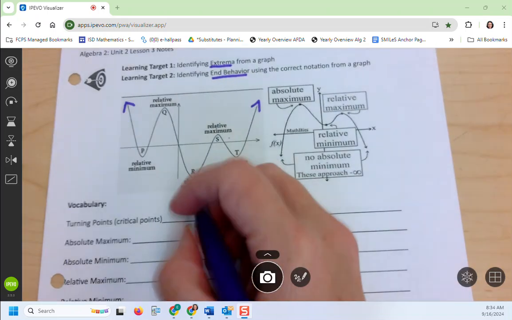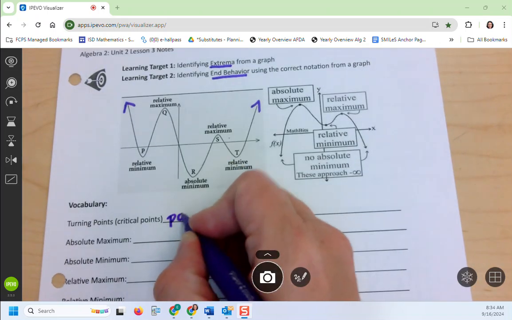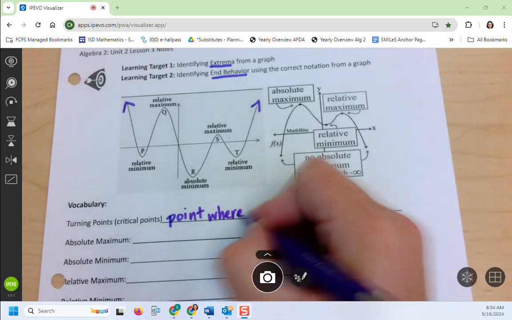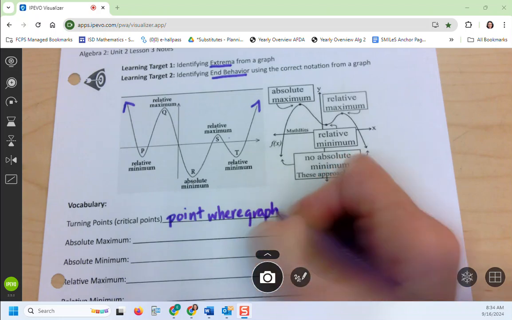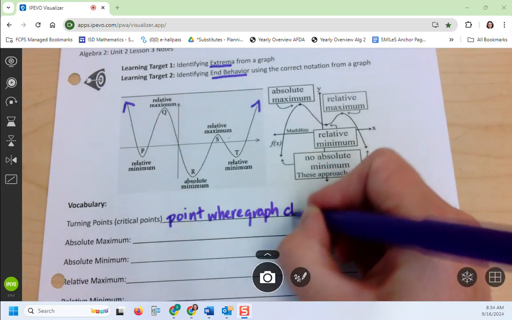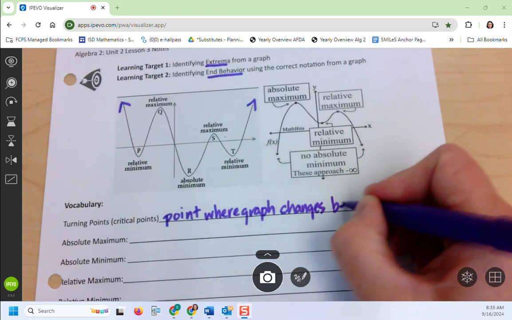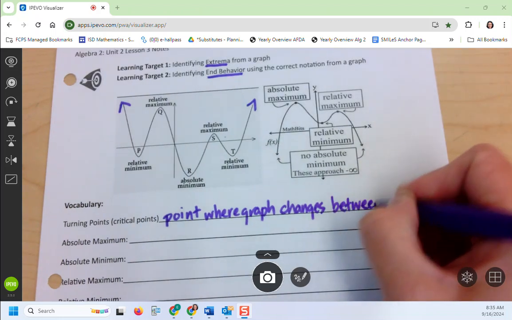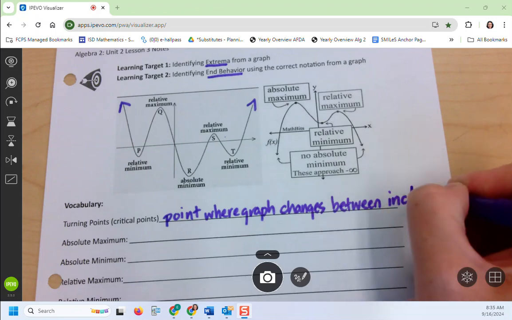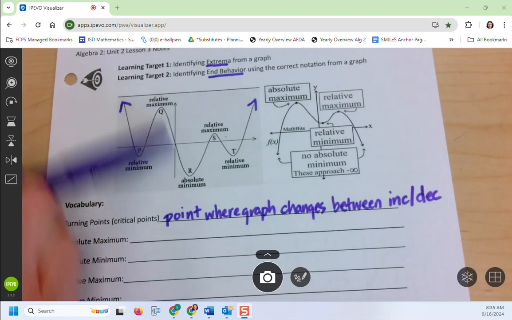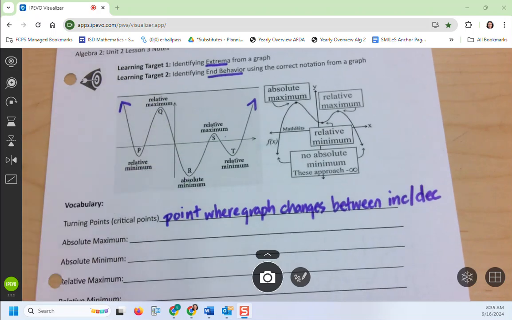I'm going to write mathematically the point where the graph changes between increasing and decreasing. So it's decreasing, then it's increasing, that's a turning point. It's increasing, then it's decreasing, that's a turning point. Okay, so the turning points are where we change between increasing and decreasing.